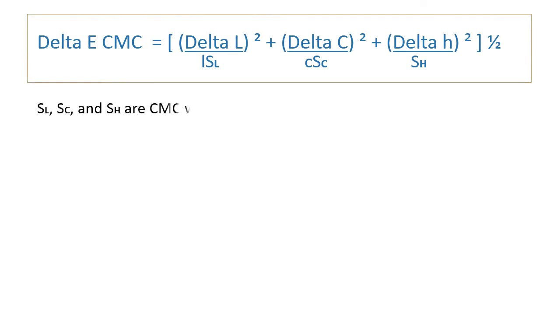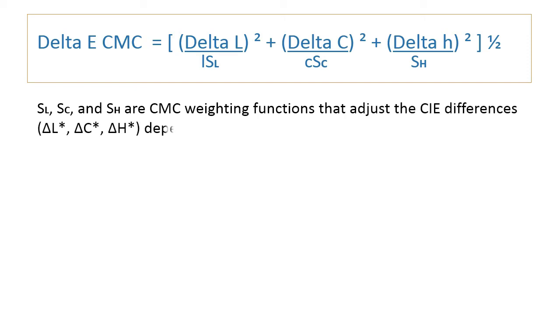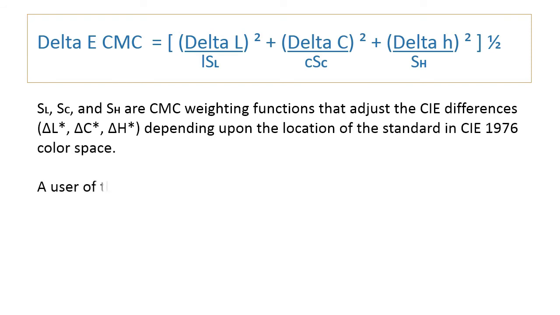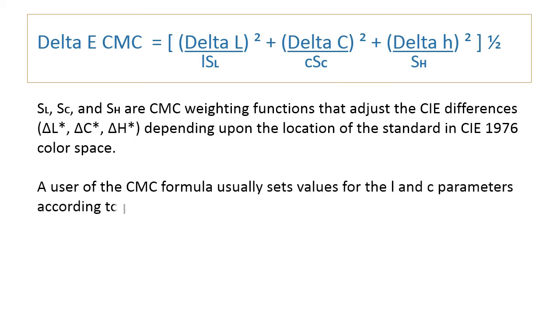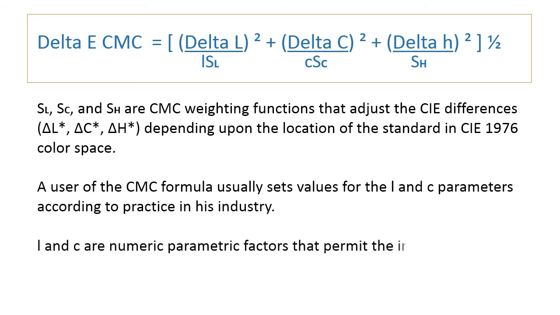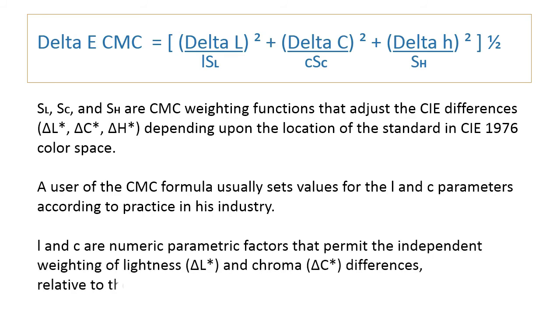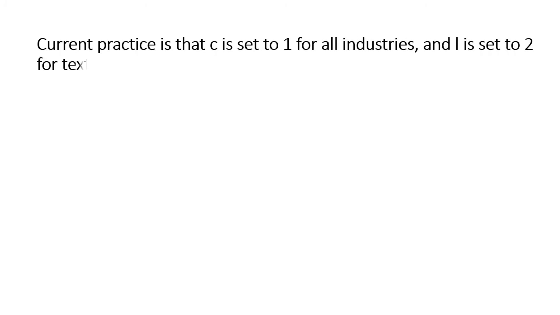SL, SC, and SH are CMC weighting functions that adjust the CIE differences delta L, delta C, delta H depending upon the location of the standard in CIE 1976 color space. A user of the CMC formula usually sets values for the l and c parameters according to practice in his industry. l and c are numeric parametric factors that permit the independent weighting of lightness delta L and chroma delta C differences, relative to the hue delta H difference. Current practice is that c is set to 1 for all industries, and l is set to 2 for textiles, and to about 1.4 for paint and plastics applications.